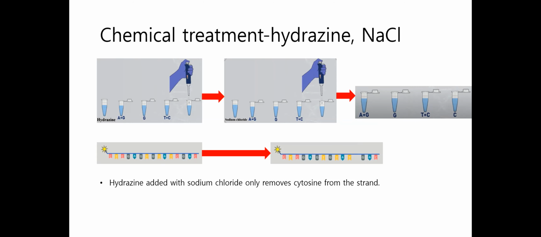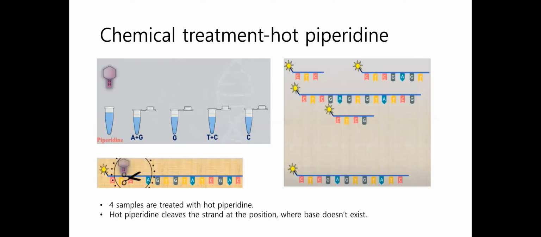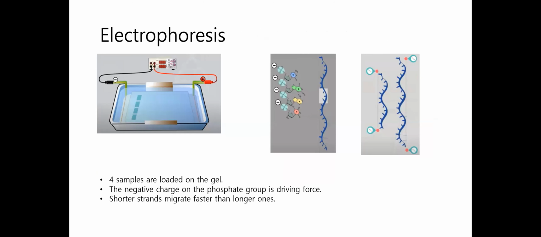from the strand. And finally, hot piperidine is applied to all samples, and hot piperidine acts as a cleaver, which acts on the site where there is no base. So there can be various lengths of strands in all 4 samples. Now, the samples are all completed and they should go on electrophoresis.